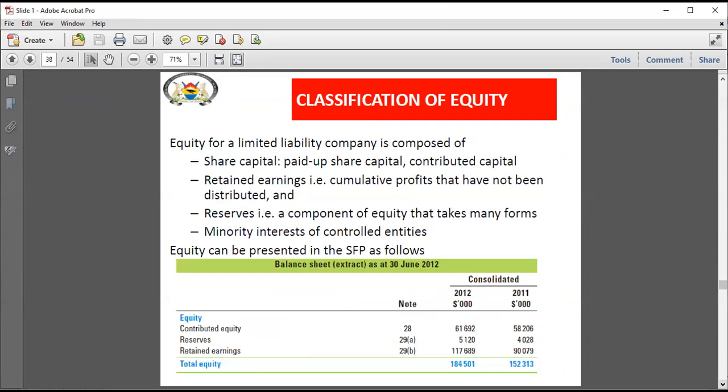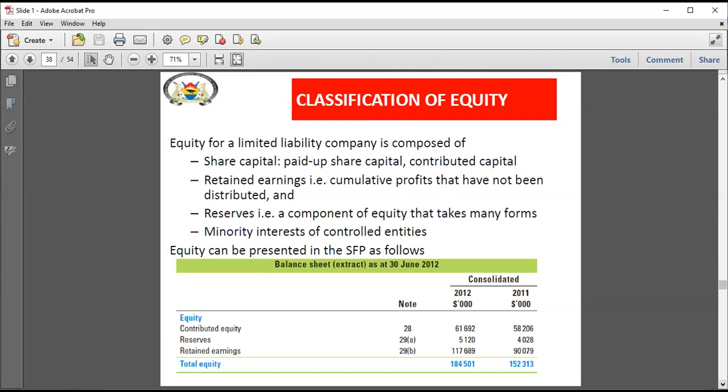So then we have equity. Now, equity, if it's a sole proprietor, is just like capital. If you're running a retail shop, your equity is the capital you contributed to the business. And this could be either cash, or it can also be the value of the assets that you contributed to the business, maybe like your motor vehicle or building.